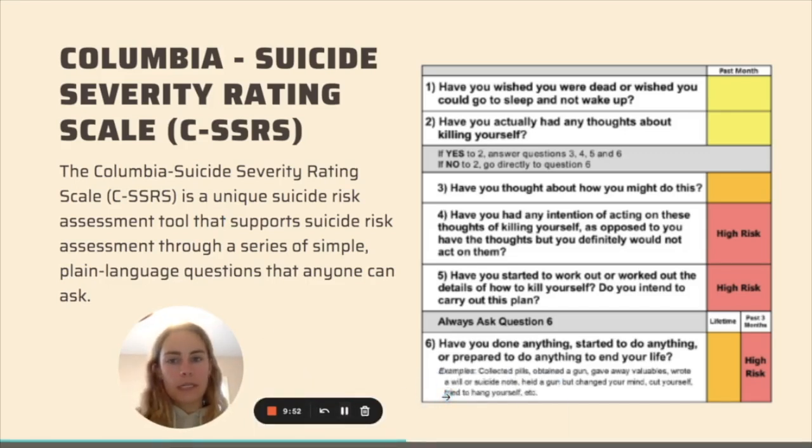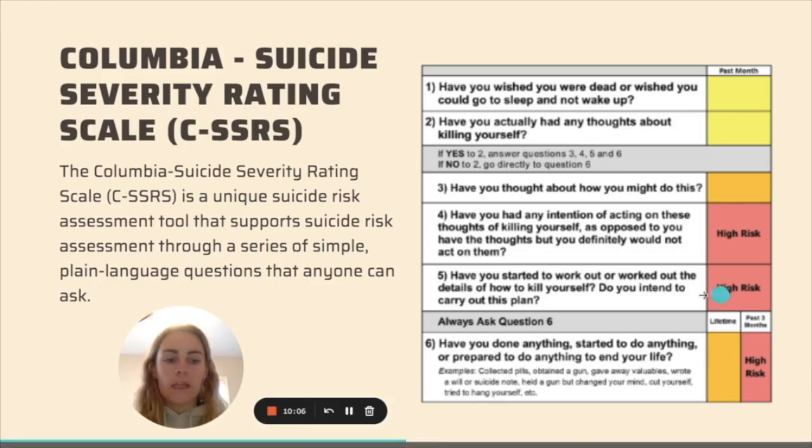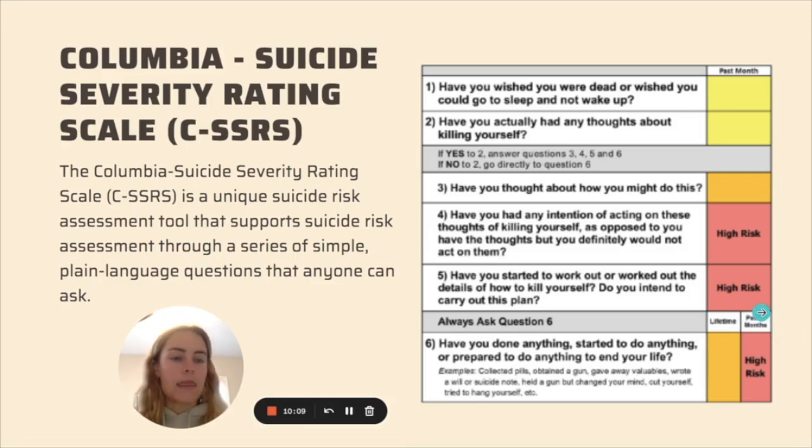Another thing that we want to keep in mind when completing the Columbia Suicide Severity Rating Scale is the time frame to which the questions being asked are applied. So as you can see here, lifetime or past 3 months, and then here, past month. I personally see my clients weekly, bi-weekly, never more than monthly. So I will phrase it, since the last time I saw you, have you wished you were dead or wished you could go to sleep and not wake up?